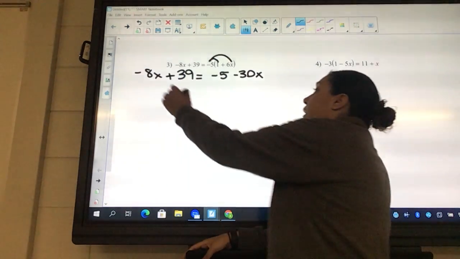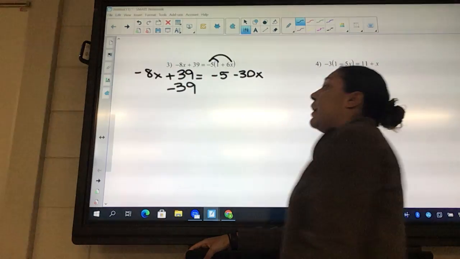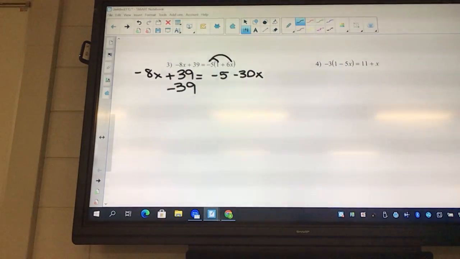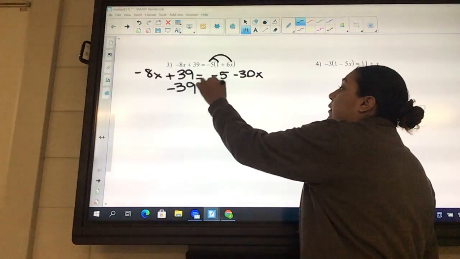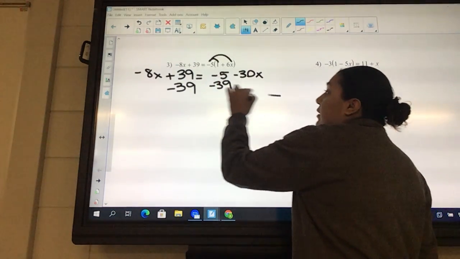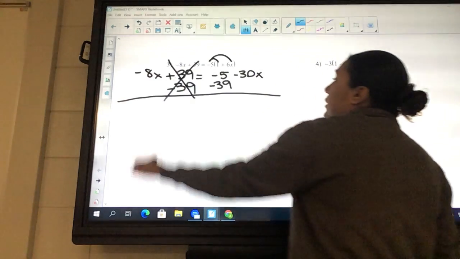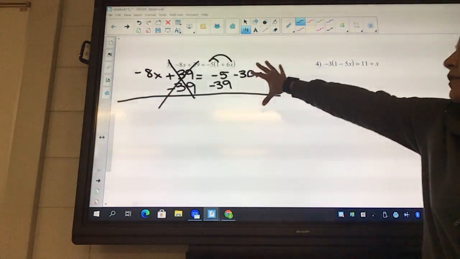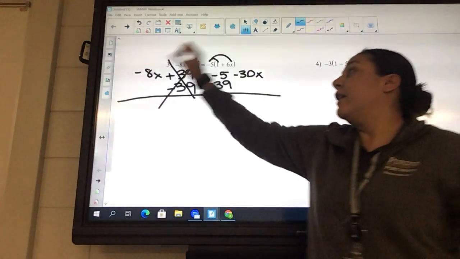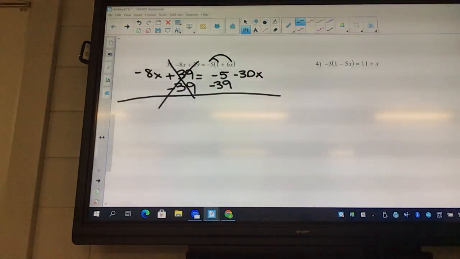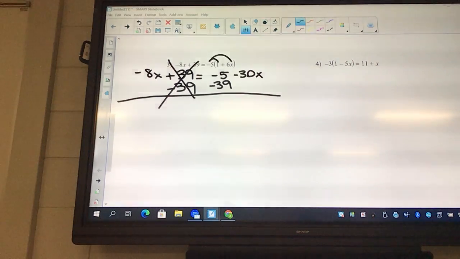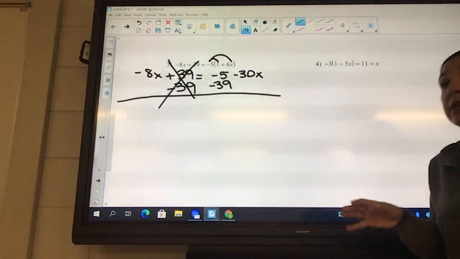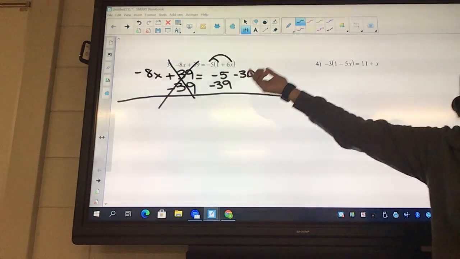So we've got to say minus 39. And what does that go under? The 5 or the 30? The 5. Why does it go under the 5? Because the 5 is the number on the other side. So we can cross this off. Now we only have 2 options, either this one or this one. Now the 8x, is that a letter or a number? It's a letter, and where do letters go? To the left, and that is on the left, so that one does not need moved. So obviously it's this one that we've got to move.